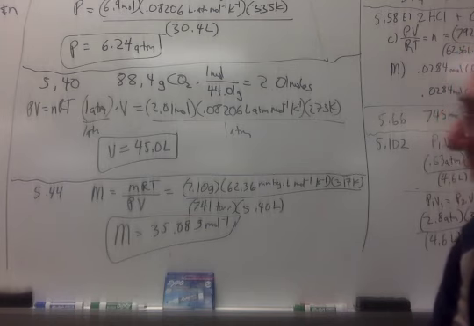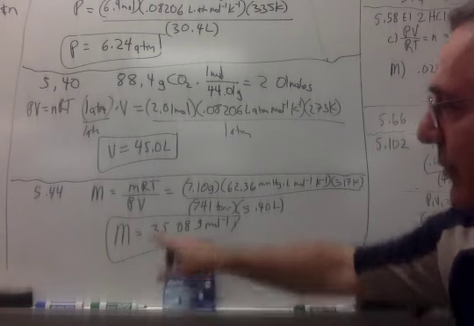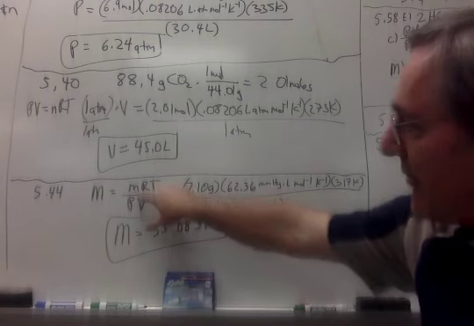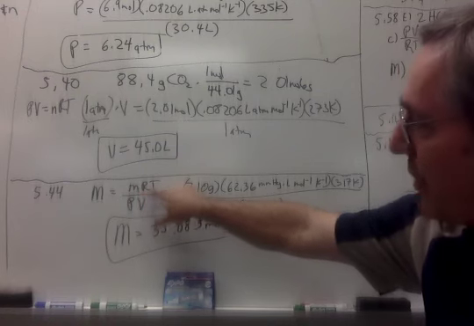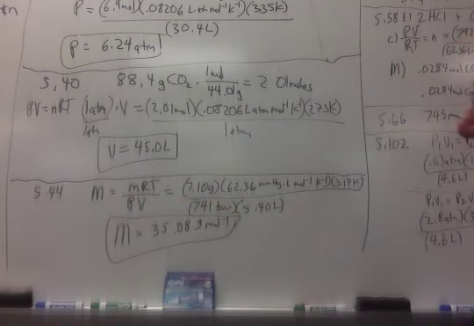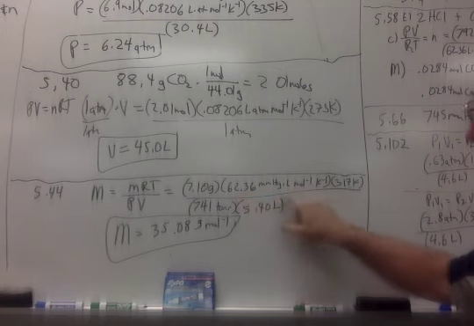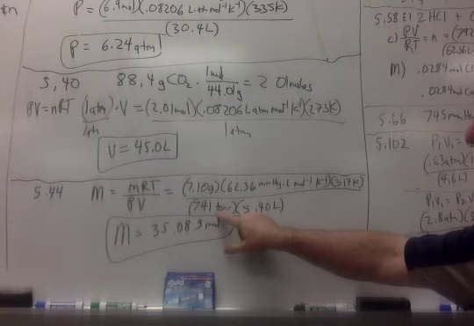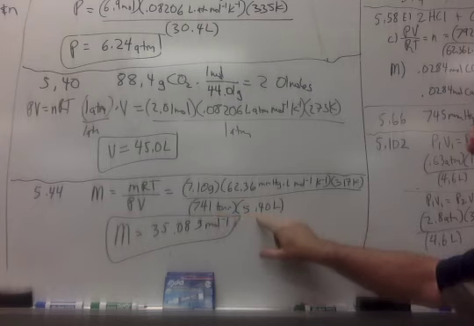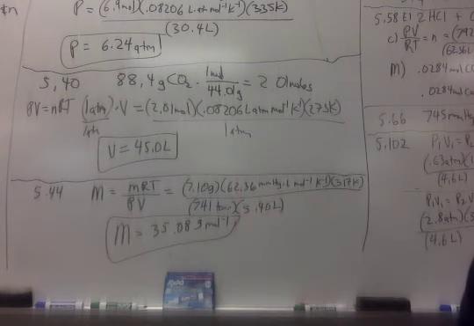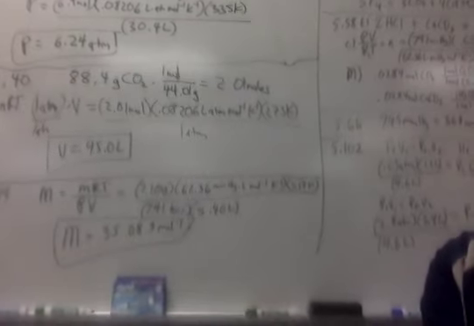5.44, find the molar mass. So remember in class we had derived that molar mass equals dRT over P, and of course density is mass over volume, so that becomes mass times RT over P times volume. Just using the numbers from the problem, 7.10 grams, 62.36 for R, 317 for T, 741 torr for pressure, 5.40 liters. Do all the math, cancel the units, you get 35.08 grams per mole.